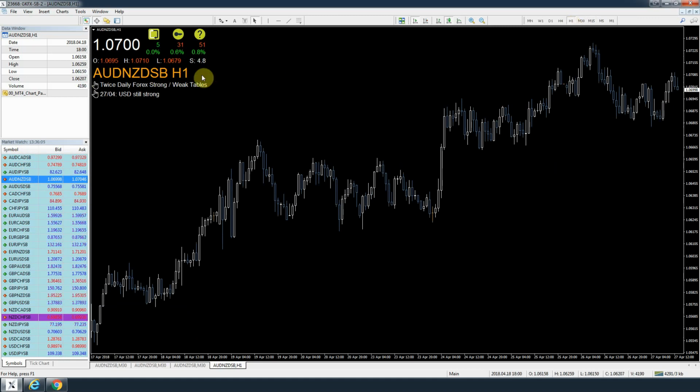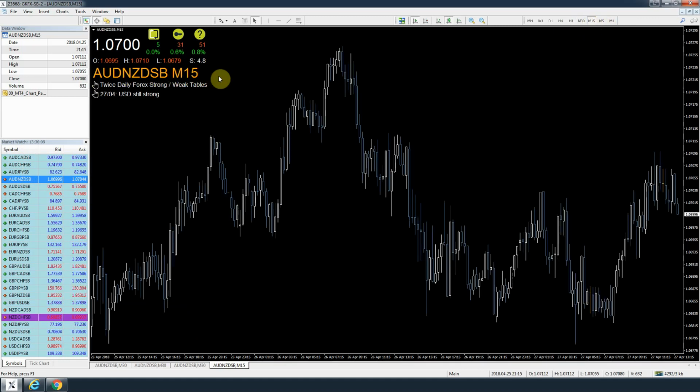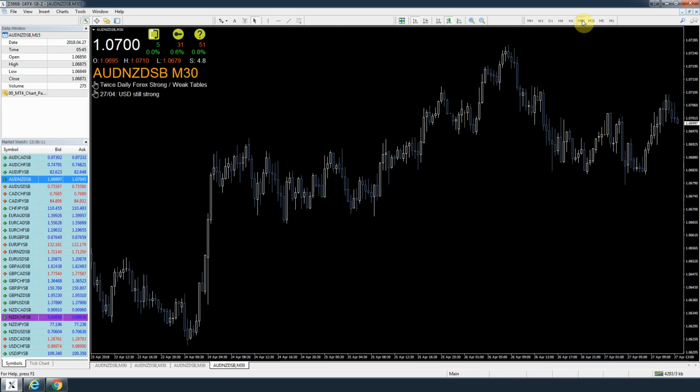Change it to 1 hour, you can see the H1 changes. Change it to 15 minutes, see the M15 there. Let's go back to the 30-minute. Instrument, current price, very large, 1.0700. You could always go rooting around down here in the vertical scale, but I don't know about you, I find that impossible. Instrument, time frame, price, all where you need it.